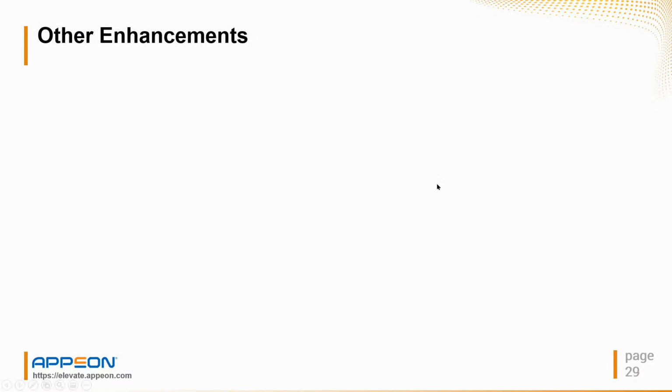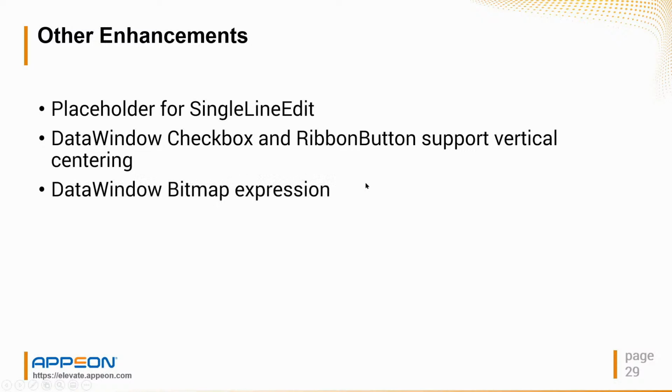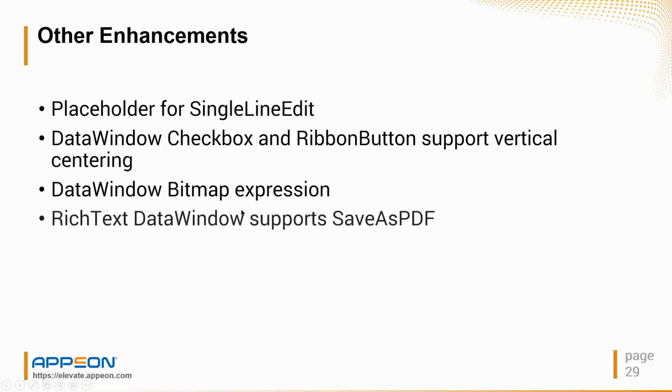Let's look at some of the other enhancements. So there's a placeholder option now for a single line edit. And I'll go into what each of these means. This should say RadioButton, sorry. DataWindow Checkbox and RadioButton support vertical centering. There is a new DataWindow Bitmap expression. The rich text DataWindow now supports save as PDF.